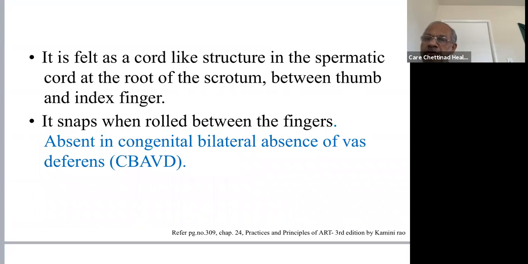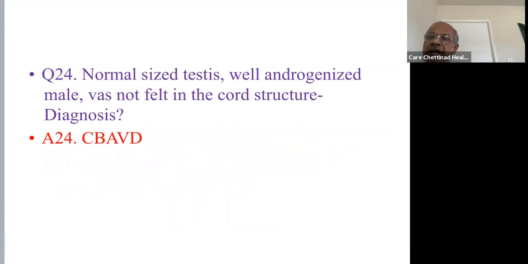You can roll it between your fingers. You may not feel it in the patient with basal aplasia or congenital bilateral absence of vas deferens. A normal size testis, well androgenized male, vas not felt in the scrotum, usually is a condition called congenital bilateral absence of vas deferens. This is also called basal aplasia. These men report with a semen picture which is very low volume semen, just 0.2, 0.3 ml, no spermatozoa, absent fructose.